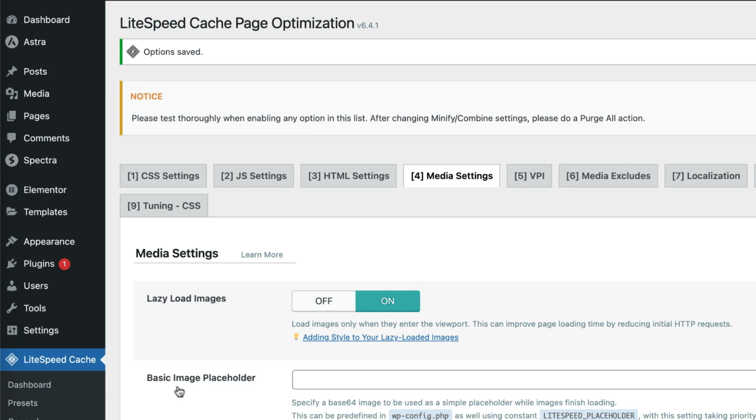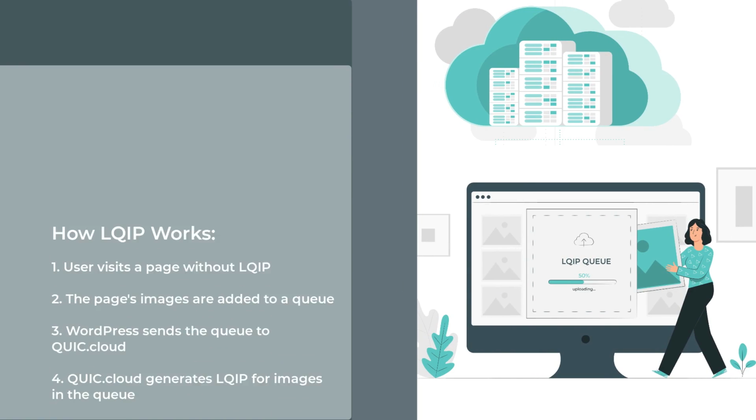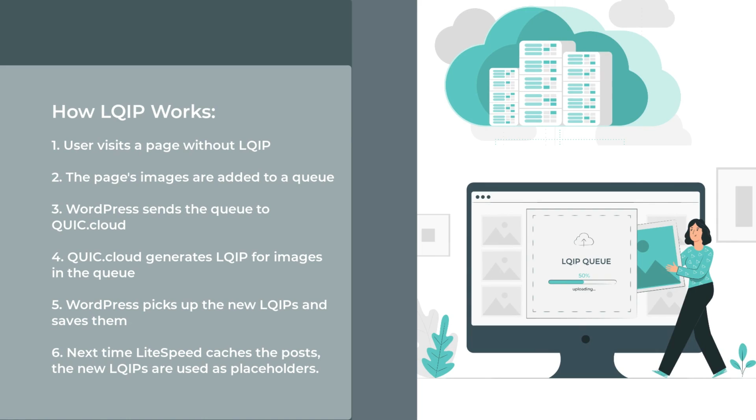The LiteSpeed cache plugin and QUIC.cloud will begin processing LQIP with your site's next visitor. Let's assume that you have Generate LQIP in background set to on. Here's how LQIP generation would work. When a user visits a page on your site, if the page does not yet have LQIPs generated for any of the images on the page, the images are added to a queue.